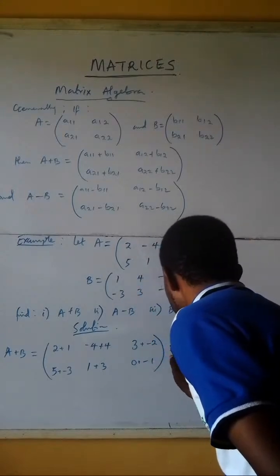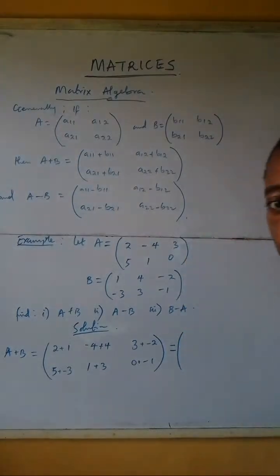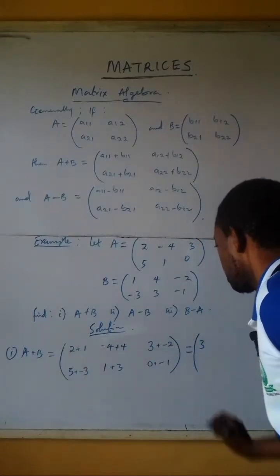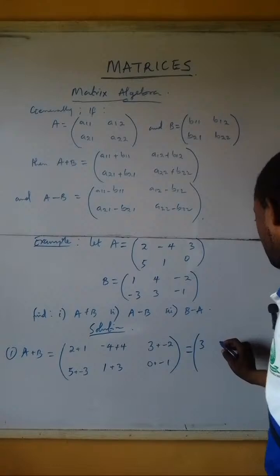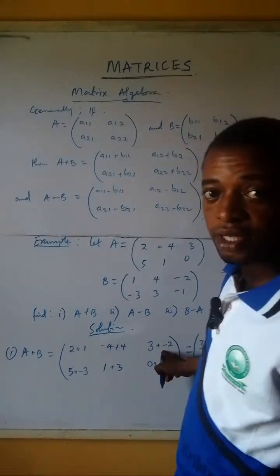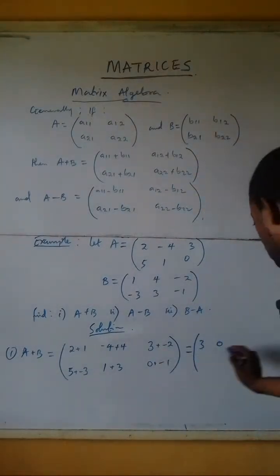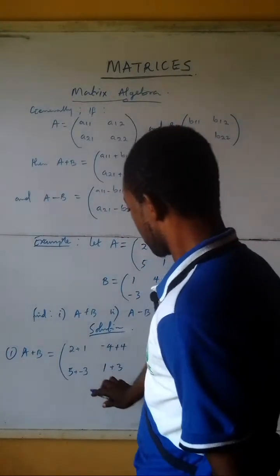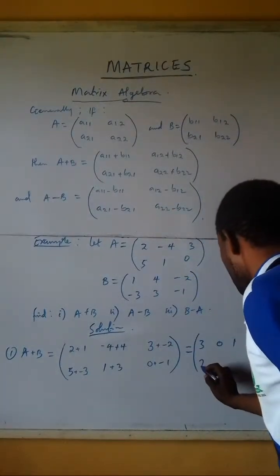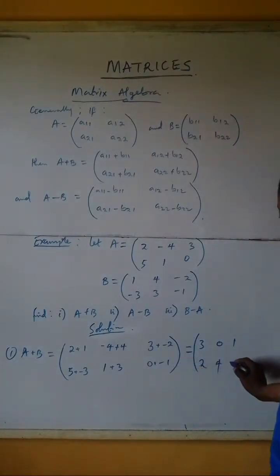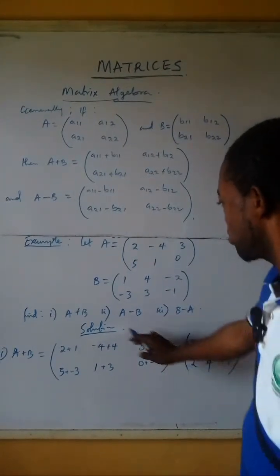Then this becomes: 2 plus 1, that's 3. Then minus 4 plus 4, that's 0. Then 3 plus minus 2, same thing as 3 minus 2, since plus times minus is minus, so 3 minus 2 is 1. Then 5 plus minus 3 becomes 5 minus 3, that's 2. Then 1 plus 3, that's 4. Then 0 minus 1, that's still minus 1. So here we have the answer to the first one, which is A plus B.